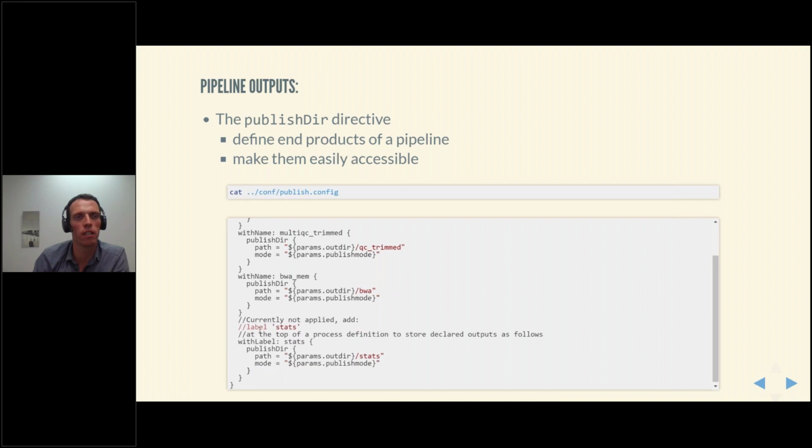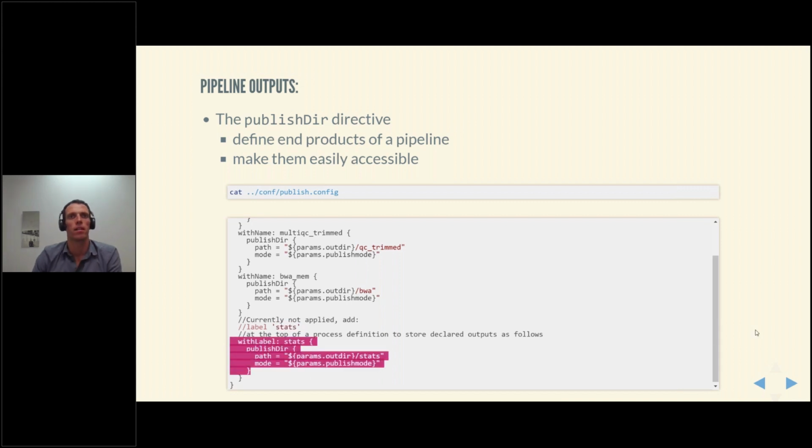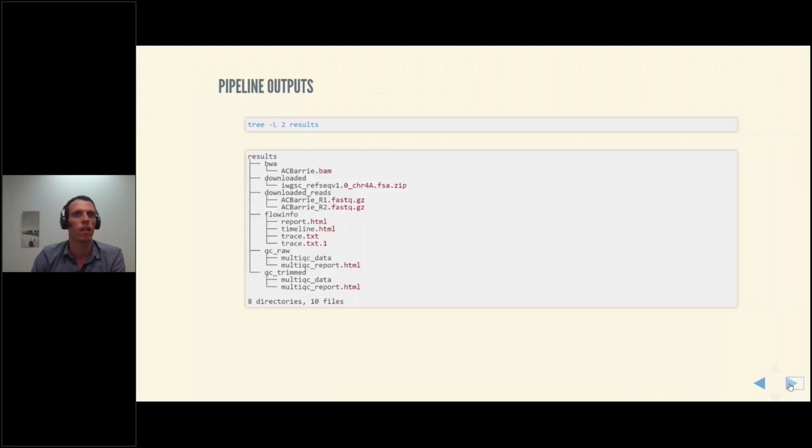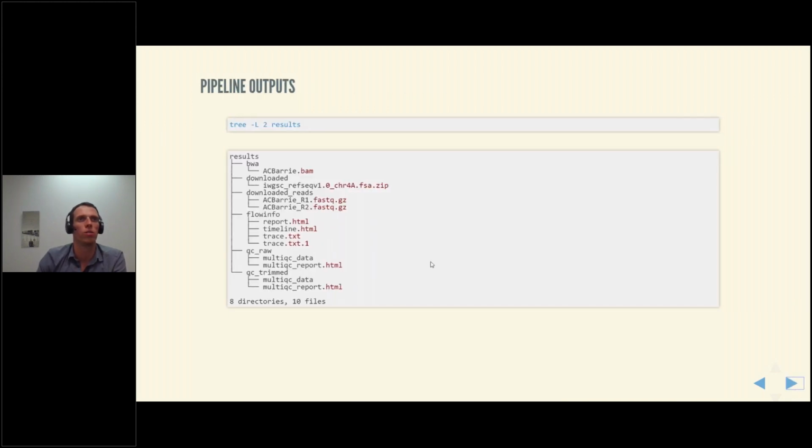You could do something similar for other names. You can be a bit more generic. You can have a label, give multiple processes a label, stats, for example, or figures, and anything with that label, any outputs declared there, will be output to a directory you specify in this block. So when we look at the results of our pipeline, we see that one of the published directories is here, a BAM file for the single accession.